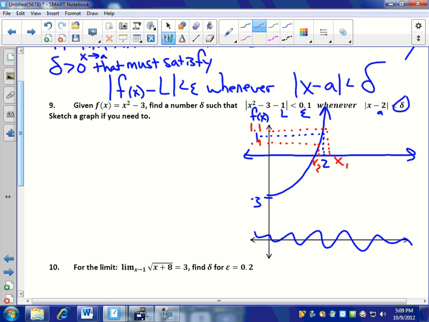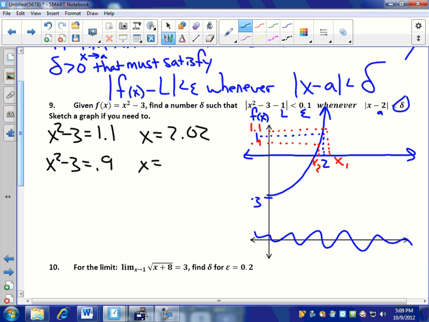I first must find those x values. And I can simply do that by setting my function equal to those values. So x squared minus 3 is equal to 1.1. And x squared minus 3 is equal to 0.9. When you solve, you get x is equal to 2.02 and x is equal to 1.97. So the question is, delta represents how far those are from a is equal to 2.